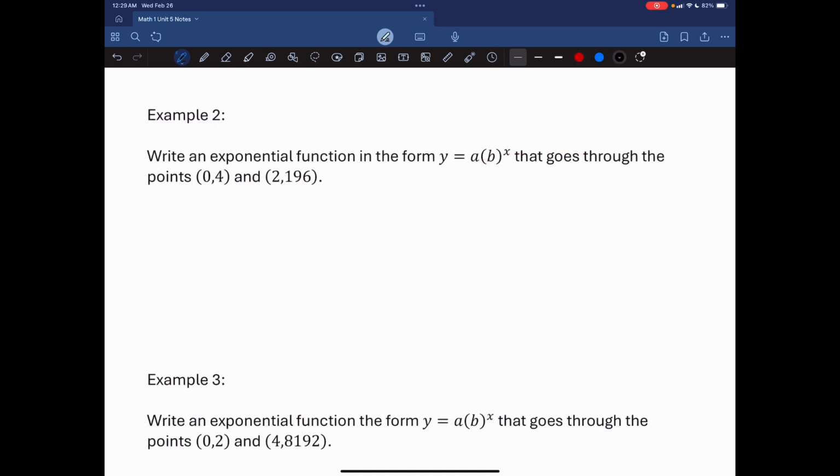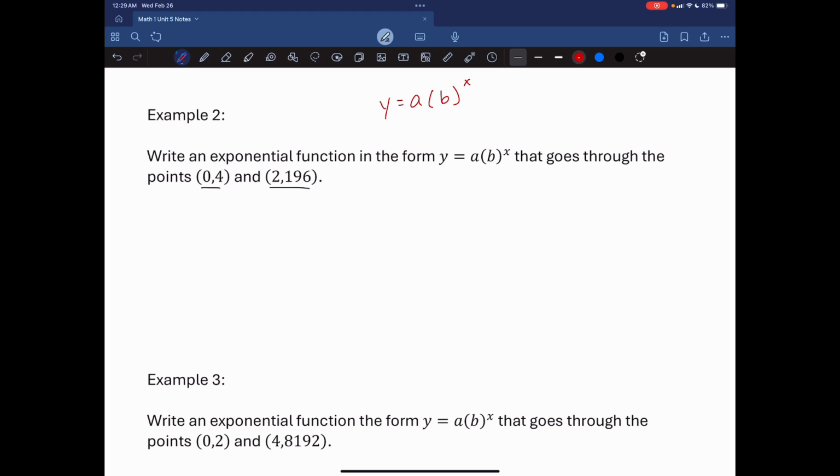All right, so the second type of problem we're going to see in our notes, besides the table, is if I give you 2 separate points now. Instead of a whole table, I'm only giving you these 2 points. Write an exponential function, again in terms of y equals a times b to the x, that goes through the points (0, 4) and (2, 196).